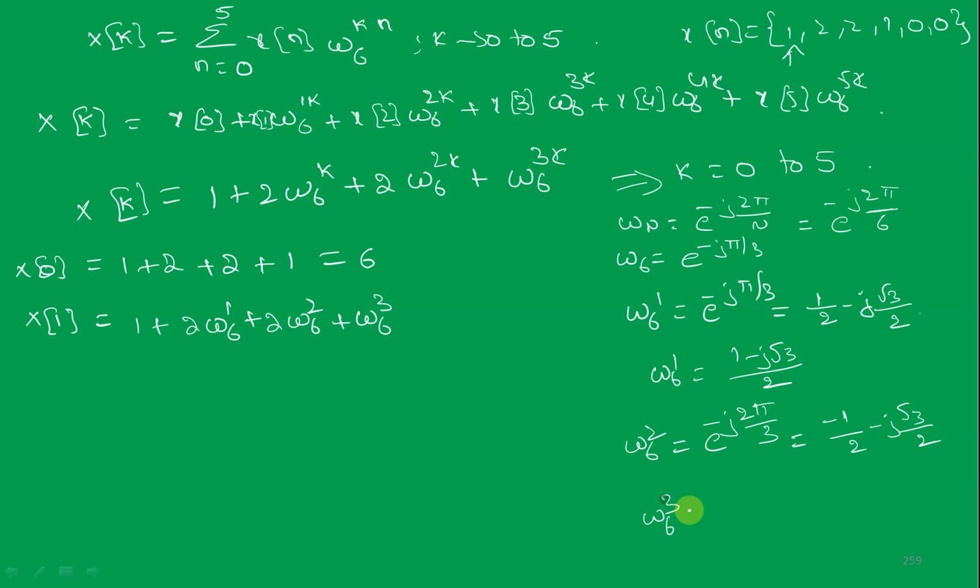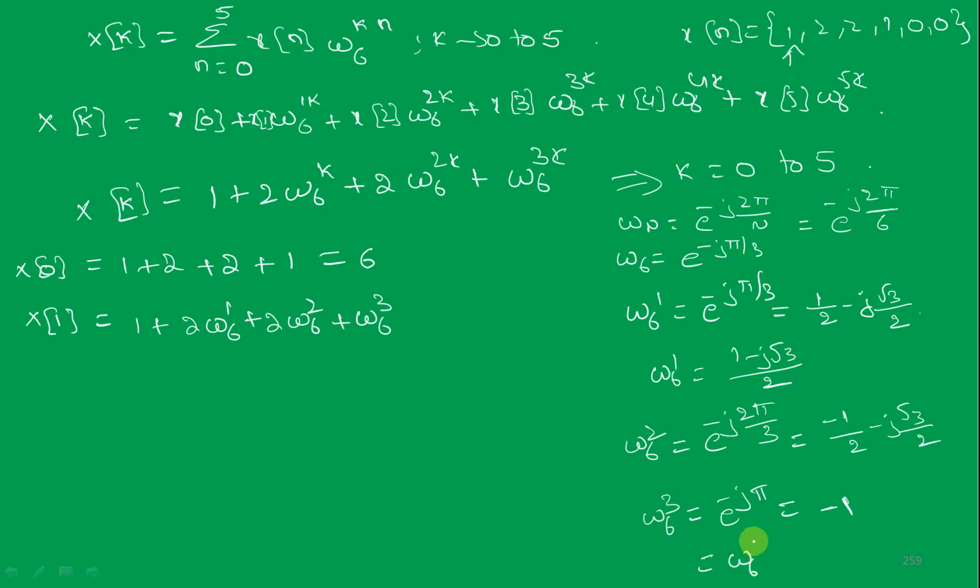Similarly, W6 power 3 is e power minus j 3 pi by 3, that means minus j pi. So e power minus j pi is nothing but cos pi minus j sin pi, that is minus 1. Okay. So in this way you just find out. Otherwise you may take W6 power 3 like this.